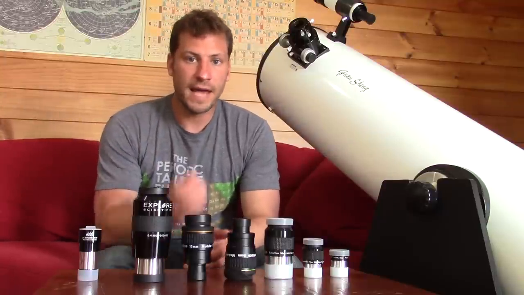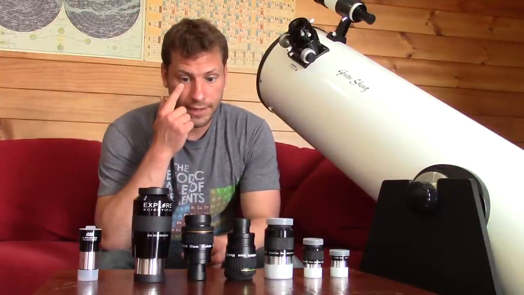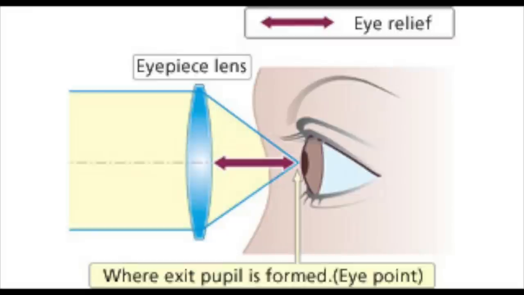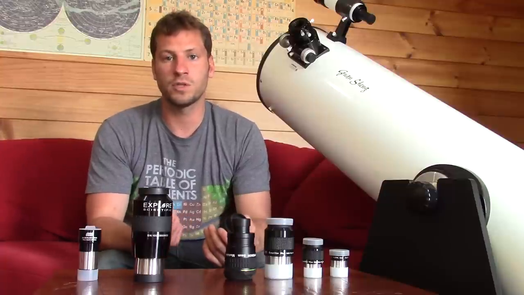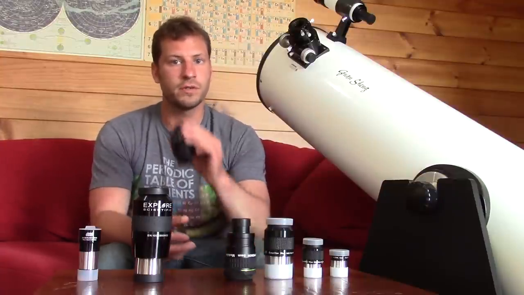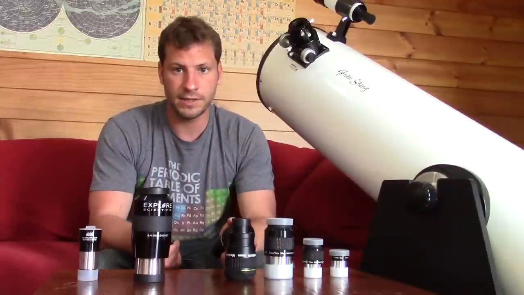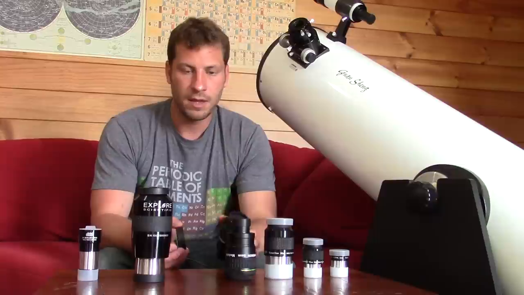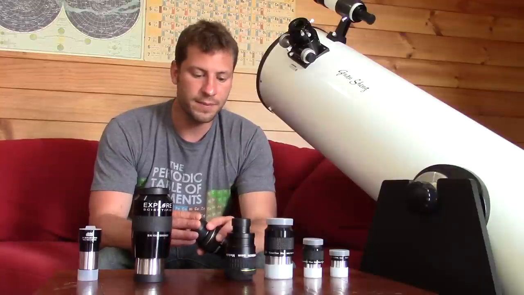And eye relief is how far away your eye needs to be from the lens when you're looking through it. And some eyepieces, you need to have them right up real close because their eye relief is 3, 4, 5 millimeters. Other eyepieces are made so you can have 12 millimeter, 15 millimeter, even 20 millimeter eye relief. So you don't have to get so close. And it's a lot easier to see things. You don't have to worry about bumping into the eyepiece so much.